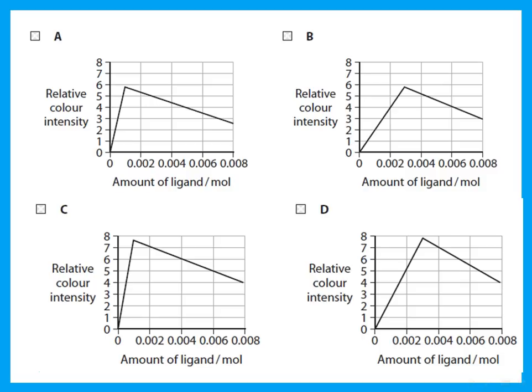0.006. But for EDTA, which one of these would apply to the EDTA? First of all, he said the relative color intensity with the EDTA should be higher. So it's either C or D. And then, is it higher at 0.001 or is it higher at, what is that, 0.003? We said it is a 1-to-1 ratio with EDTA because EDTA is a hexadentate. So just 1 molecule of EDTA will make 6 bonds with the chromium ion.